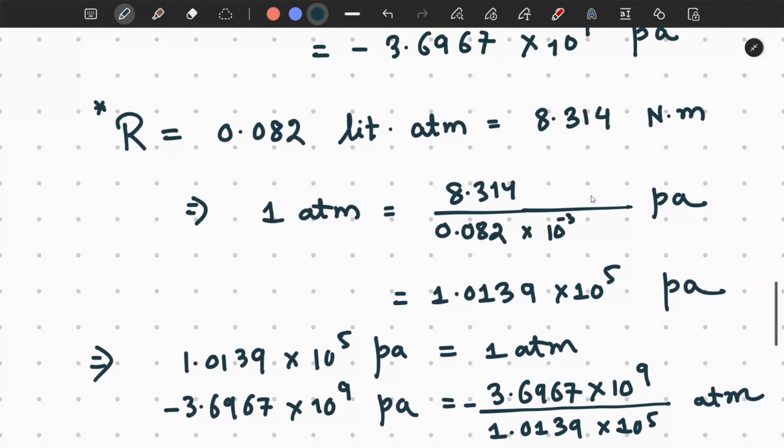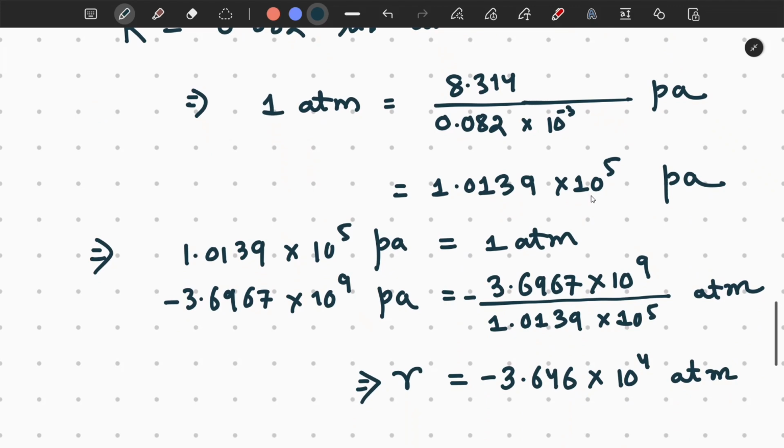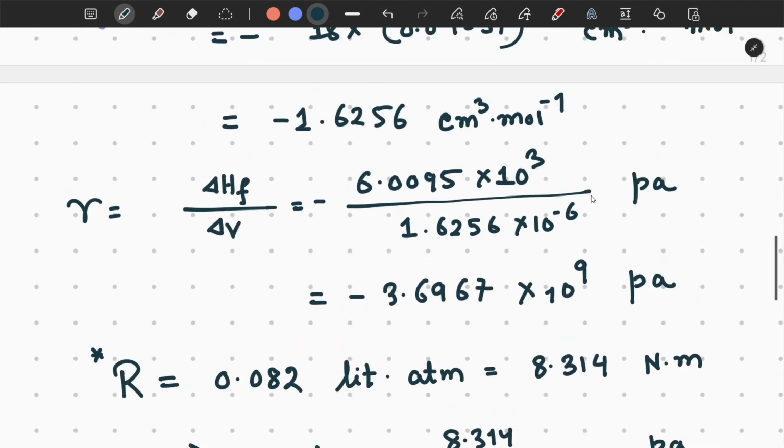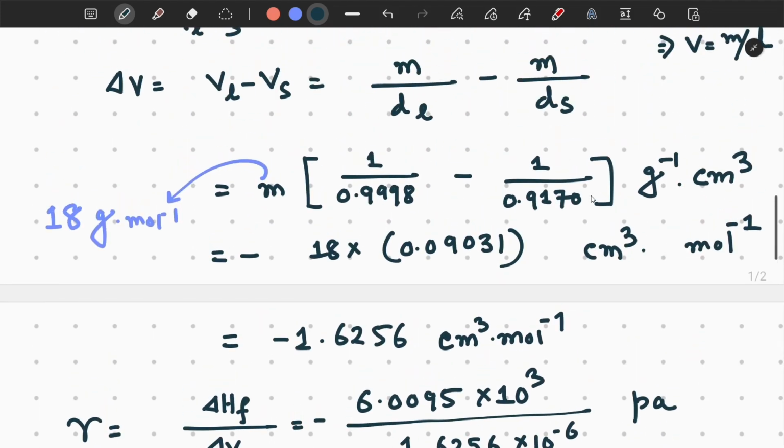What can we do? We are getting this, and I can check the relation between the atmosphere and Pascal as well. That is also correct. It's correct, 1.014 into 10 to the power 5. There is no mistake there. This delta H is correct, delta V is also correct, atm is correct. What is the experimental value?